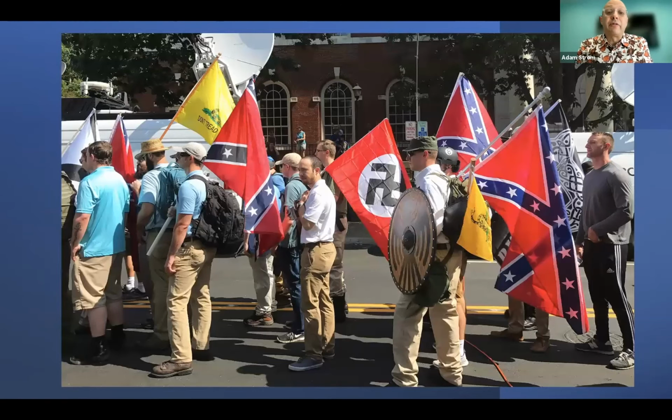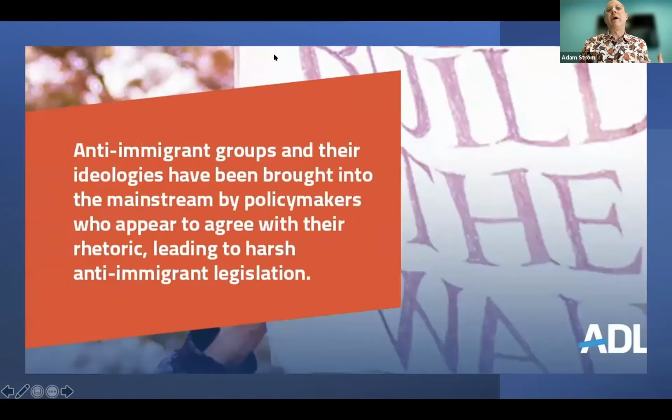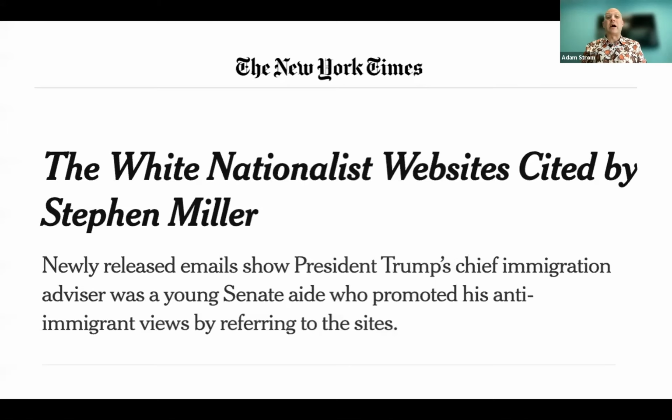But that's part of the conversation the last couple of years. This is an image from Charlottesville, right? Just a couple of years before. And so the white supremacist symbols have really become much more mainstream in the public dialogue, as the ADL writes. They would argue that anti-immigrant groups' bigotry has been normalized by some media. And this is a real problem, because as you start to see, it starts to shape the way that policy gets enacted, and you change the conversation.